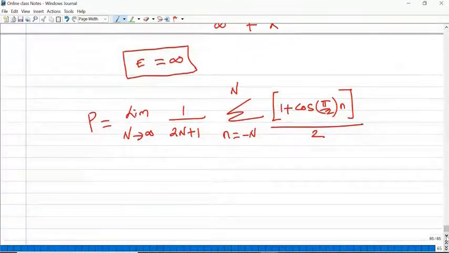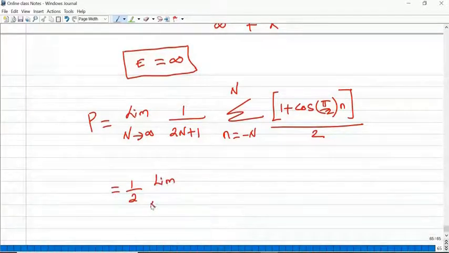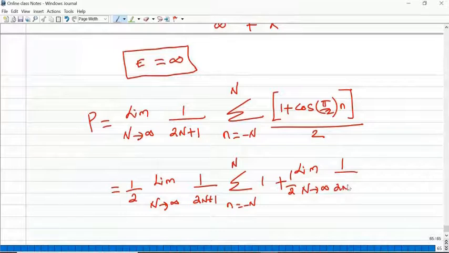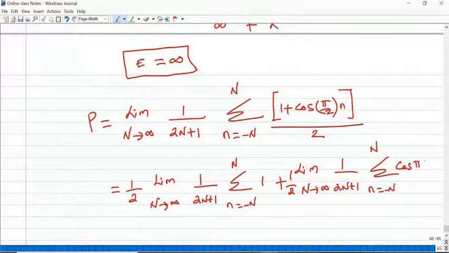Okay. Now try to simplify this expression. 1 by 2, limit n tends to infinity 1 divided by 2n plus 1, summation n equal to minus n to n of 1. Okay, the first term I rewrite. Then 1 by 2, limit n tends to infinity 1 divided by 2n plus 1, summation n equal to minus n to n of cos pi by 2n.